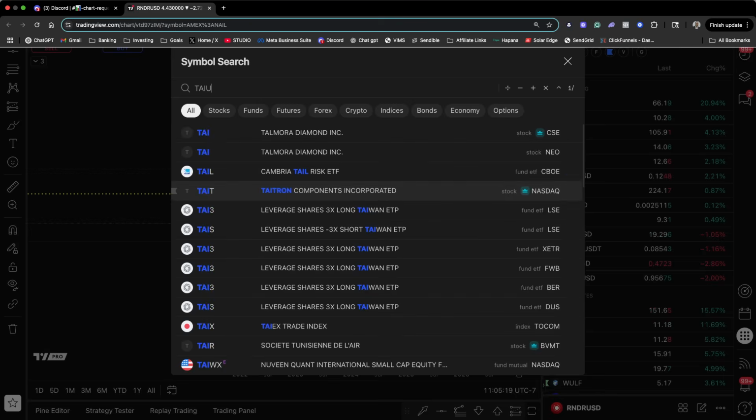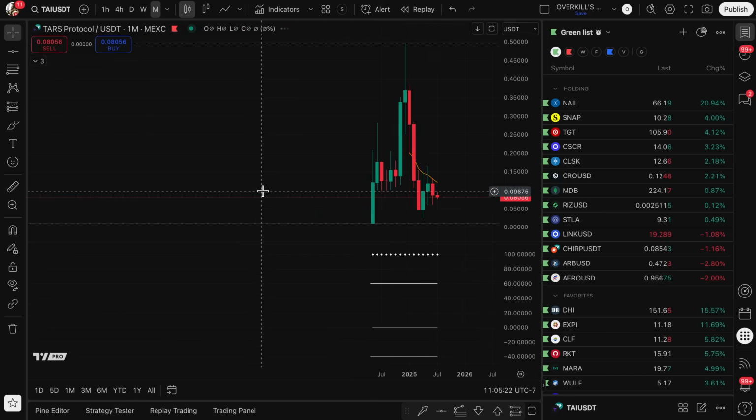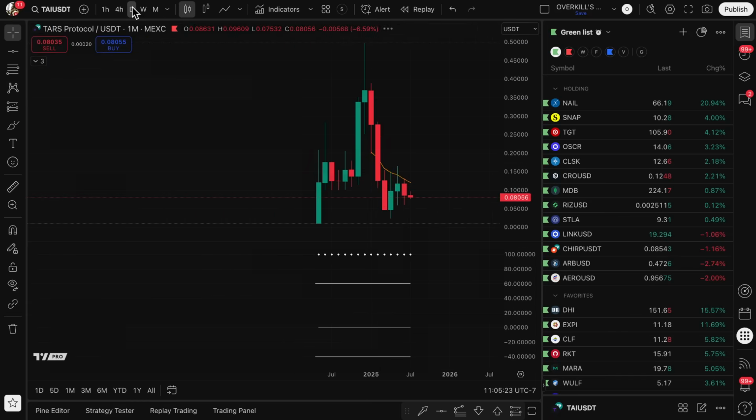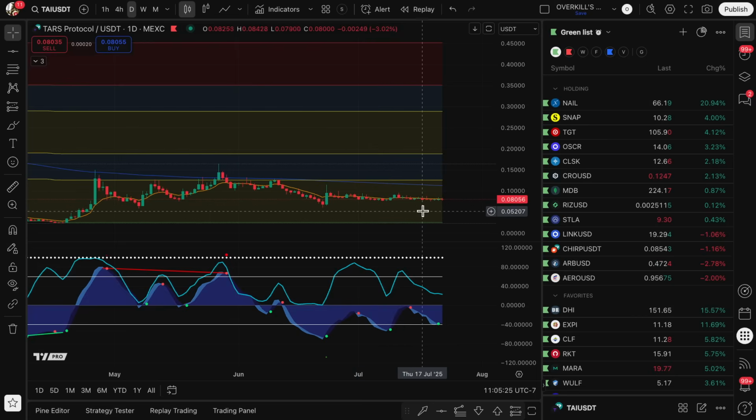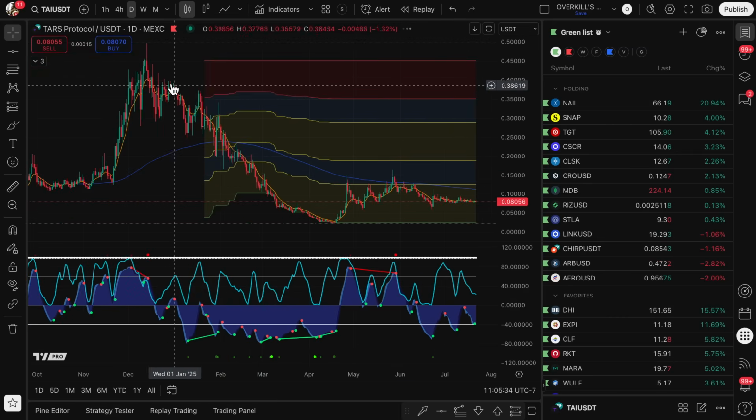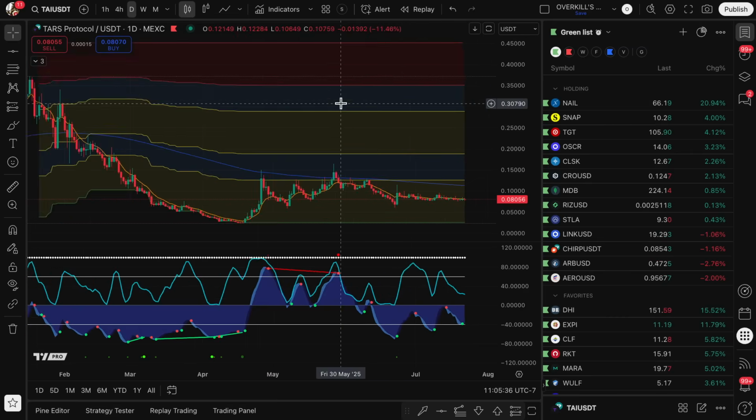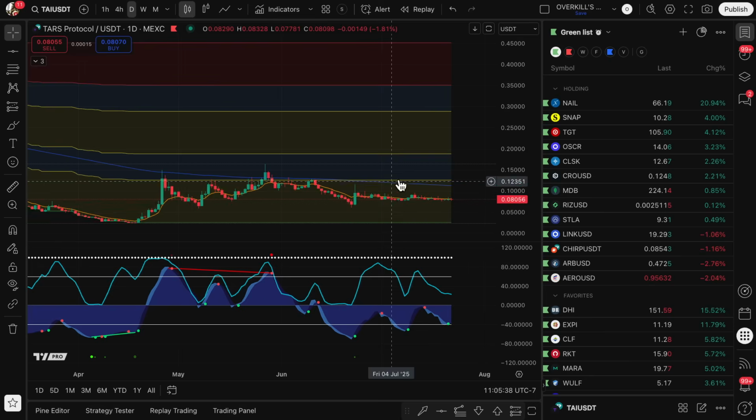We got TAI, TARS AI, TARS protocol, sitting at 8 cents right now. Just going sideways, not really doing anything. We're just stuck in a range. So now's a good time to be patient and just wait it out, because eventually this thing should pop back up here. It was back up there at 45 cents back in December. Right now it's just consolidating. So this one needs a big market maker to come in and pump it back up.